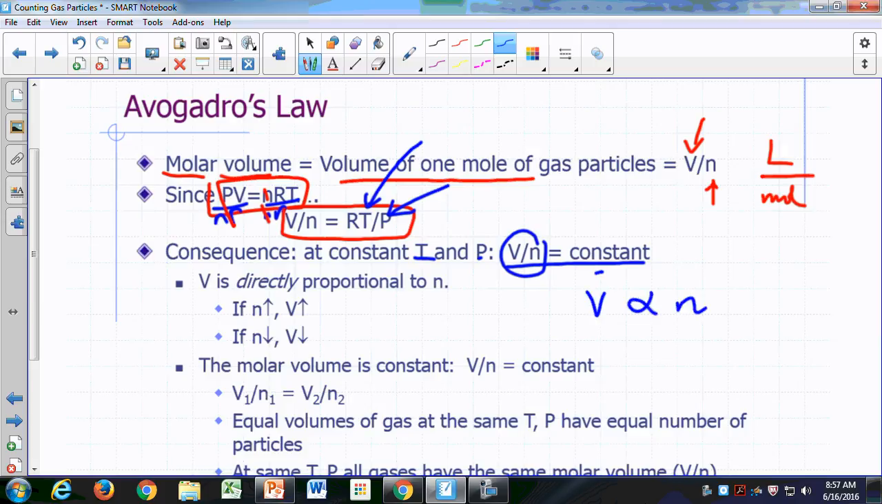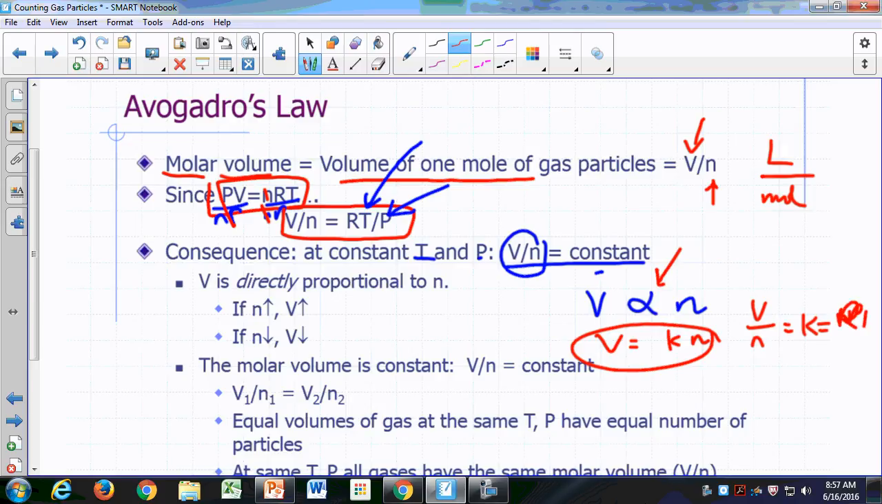This symbol, by the way, looks like alpha. That means directly proportional to. So volume is equal to some constant times n, at a given temperature and pressure. Or if we rearrange this, V over n is equal to that constant, and that constant happens to be RT over P. So that's called your proportionality constant.